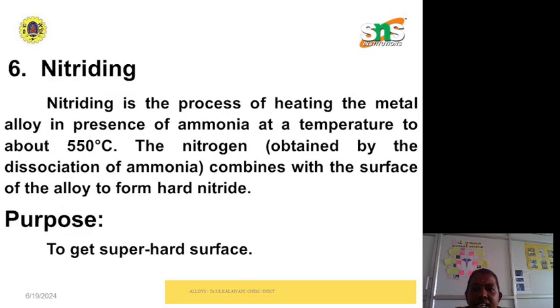The next one, nitriding. This is the last one. Nitriding is the process of heating the metal alloy in the presence of ammonia at a temperature of about 550 degrees Celsius. The nitrogen obtained by the dissociation of the ammonia combines with the surface of the alloy to form hard nitride. So, nitriding is the process of heating metal in the presence of ammonia at about 550 degrees Celsius, so that the metallic article is converted into nitride products. The main purpose of nitriding is to get a super hard surface.